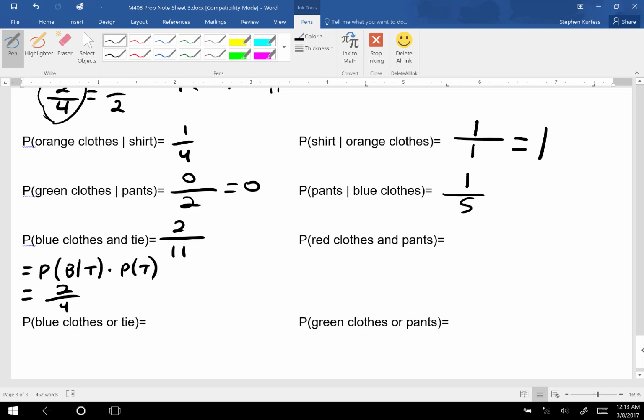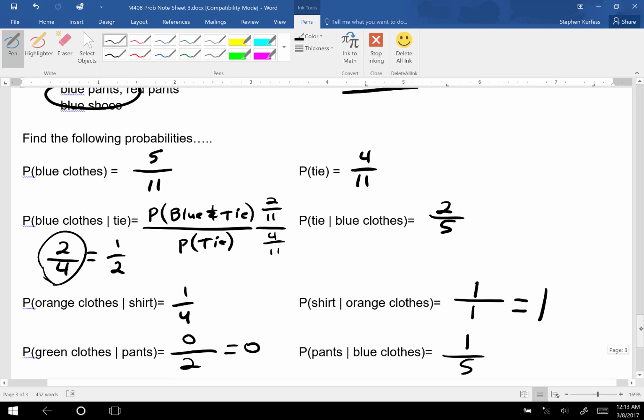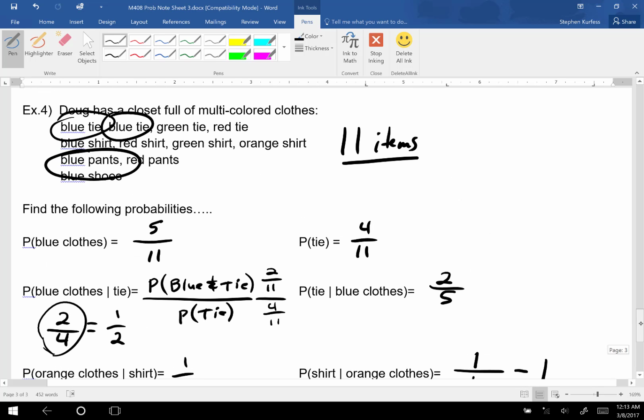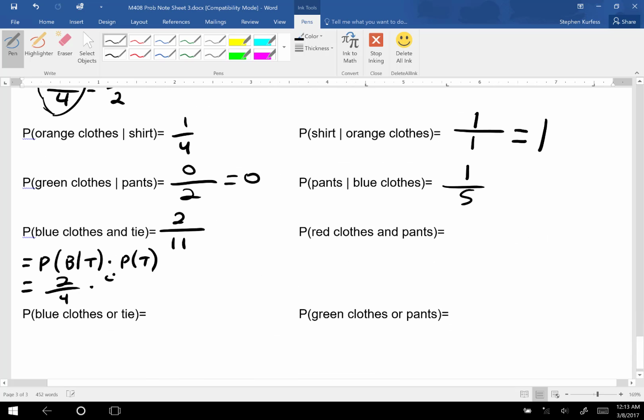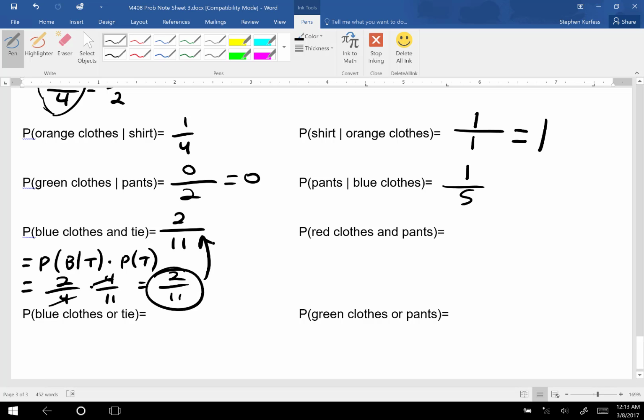And what's the probability it's a tie? How many ties are there? 1, 2, 3, 4 ties out of 11. So 4 11ths. And what happens to the 4s? They cancel. Hey, we got 2 over 11. It's our district. Perfect. Okay? So which way is it easier? I think it's easier to just look at the chart and pick it off as opposed to trying to use the formulas. But it's your call.